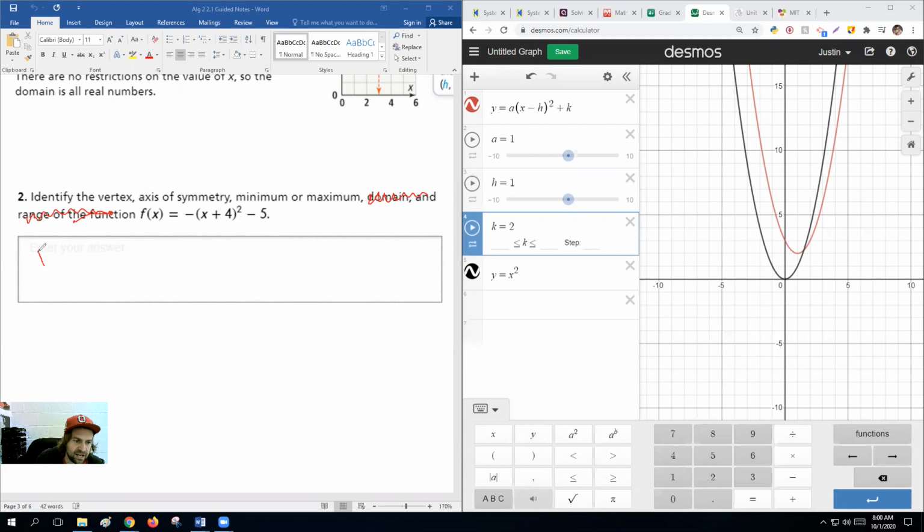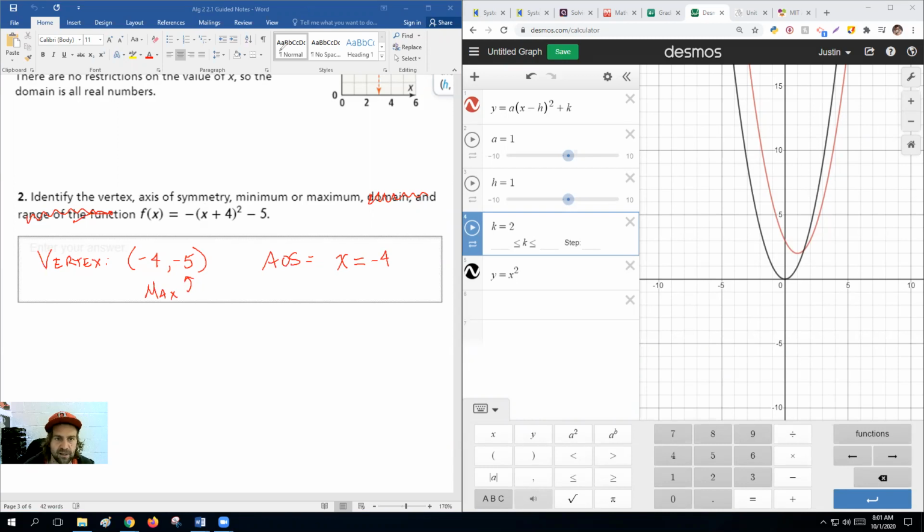The vertex is at (h, k). Remember, h is the opposite of the number in here, so this would actually be at -4, and then k is -5. So the vertex is at (-4, -5). The axis of symmetry is going to be x equals whatever the h number is, -4. And then we determine whether this vertex is a min or a max by looking at the a. The a is -1. That's a negative number, so this would be a maximum point.